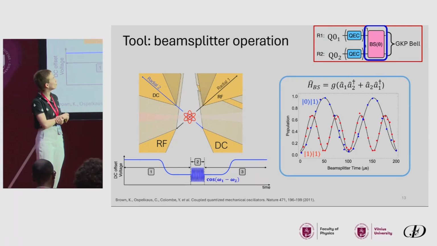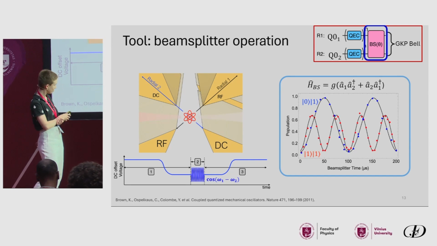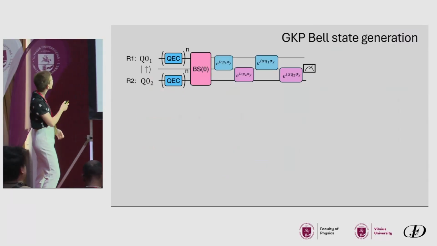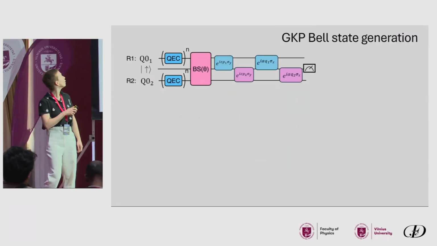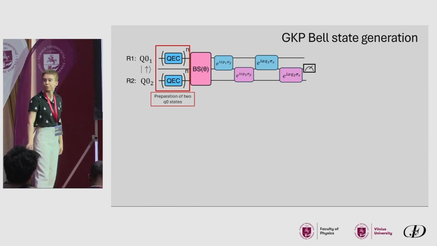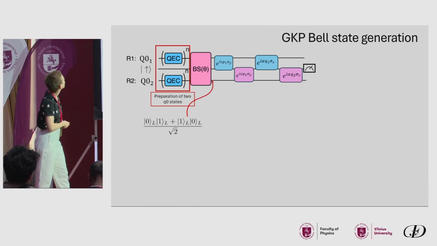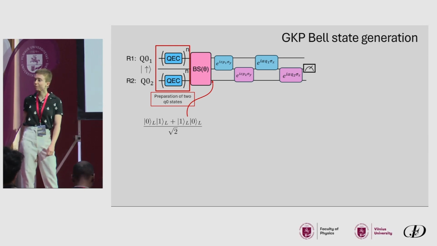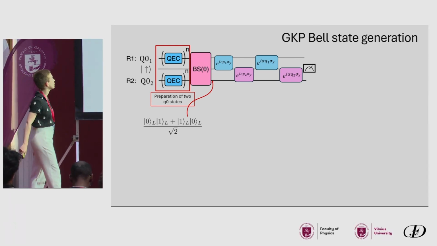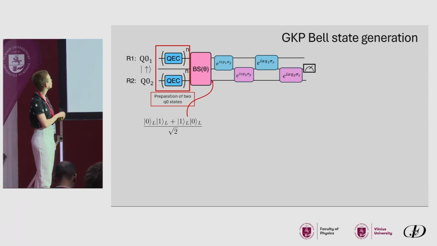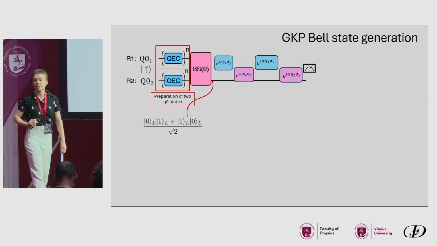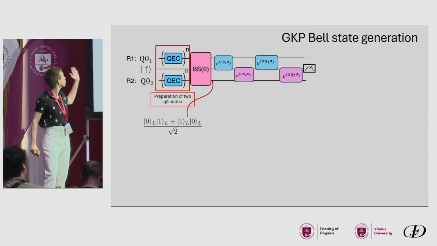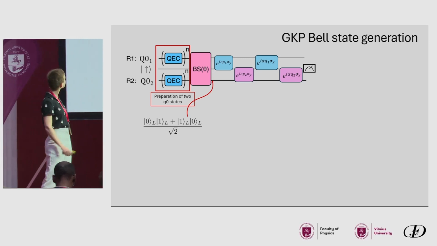Okay, so now we have all of our ingredients, so we can place them all together. First, we prepare two qunaught states. Then we input them on our beam splitter. And here we choose the phase of those two ingredients such that we want to prepare this GKP Bell state of 0, 1 plus 1, 0.